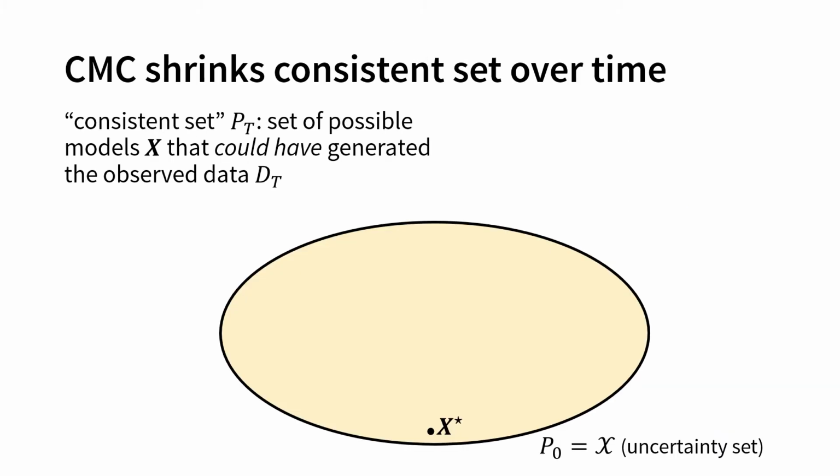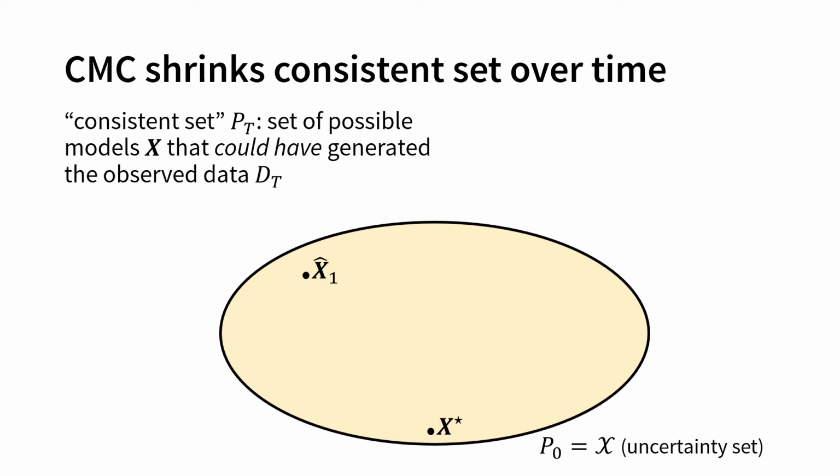We can show this process in pictures. The initial consistent set is our known uncertainty set. We know that the true model X star lies somewhere in this set, but we do not know where. Because we have to perform control, we make an initial guess, X hat 1, within the initial consistent set. Based on this model estimate, we decide on a reactive power injection, and we observe a new voltage.